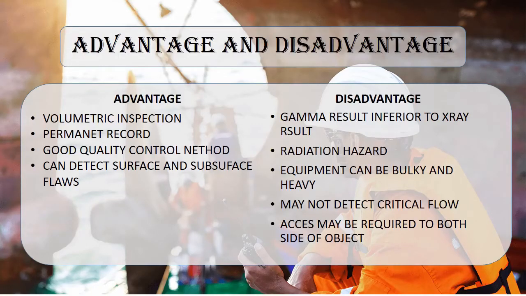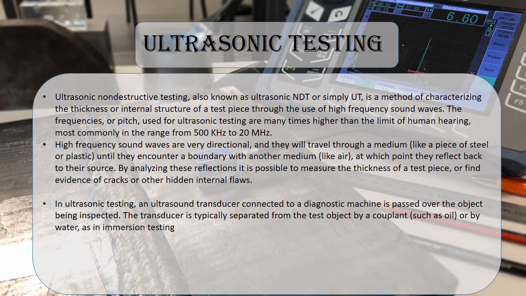Advantages and disadvantages. Advantages: volumetric inspections, permanent record, good quality control method, can detect surface and subsurface flaws. For the disadvantages: gamma results are inferior to X-ray results, radiation hazard, equipment can be bulky and heavy, may not detect critical flaws, and access may be required to both sides of the object.